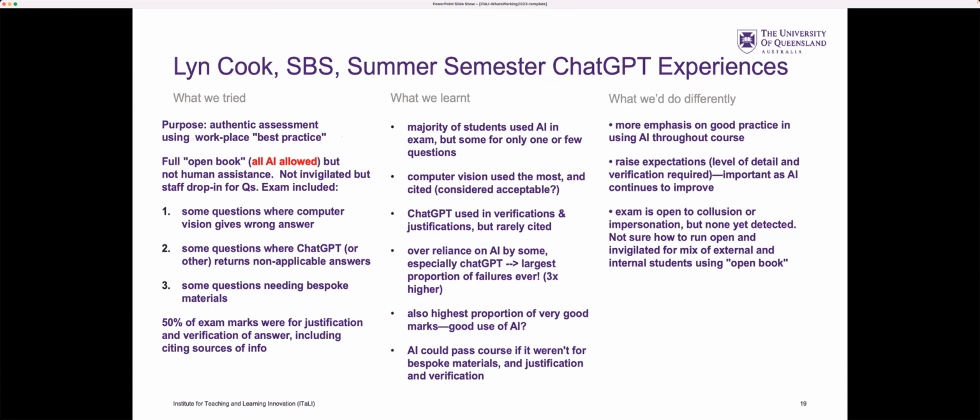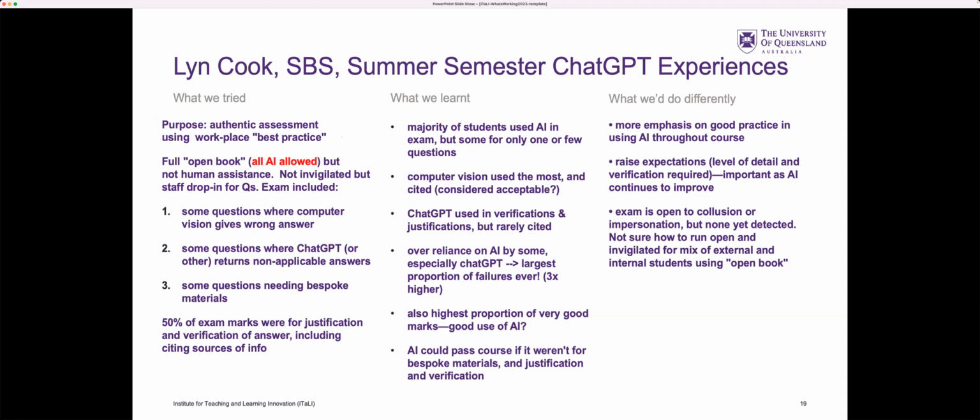Computer vision was used the most, and students who used it cited it, which I took as a general acceptance that computer vision is acceptable. It's the thing that's used in citizen science work, so lots of people are using computer vision, and the students acknowledged it.